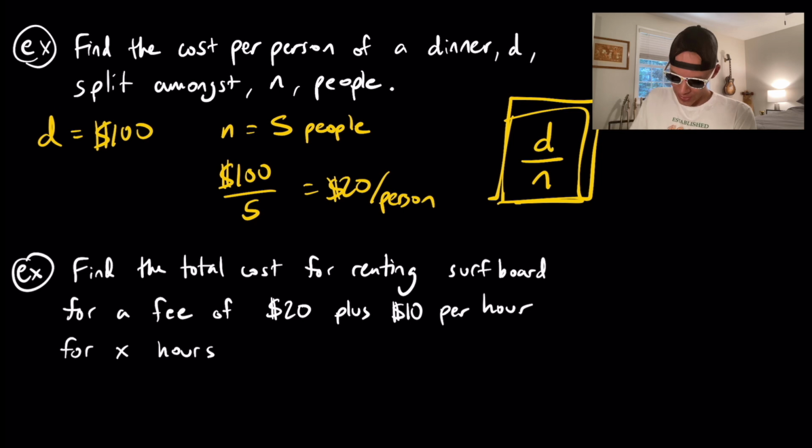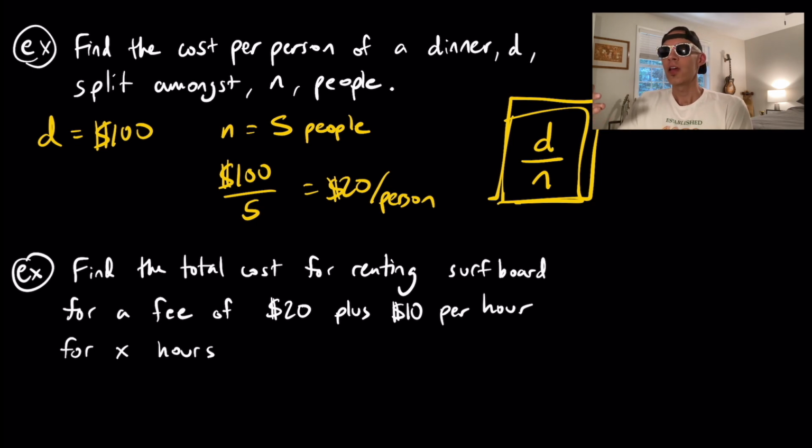All right, find the total cost for renting a surfboard for a fee of $20 plus $10 per hour for X hours. So just think of this scenario. You're going to go to the surf shop and you want to rent a surfboard. They're going to say, okay, well, you got to pay us $20 up front. We don't care if you just rent the board and walk around with it and pose. But you're going to pay $20 regardless of whether you take it into the water or not.